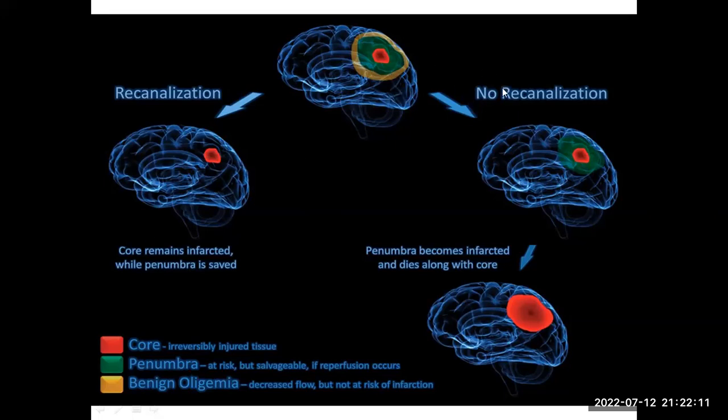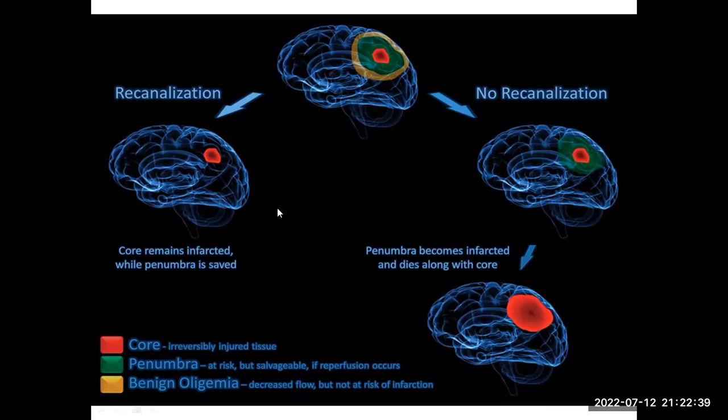But if no recanalization, no reperfusion therapy has been done, what you will have is the penumbra will be converted into red area. The green area will be also converted into red area. So you will have a larger extent of the infarct. So you can imagine that this patient will have more disability compared to this patient. So this is the importance of reperfusion therapy, and this is the importance of the window, 4.5 hours to do reperfusion therapy.